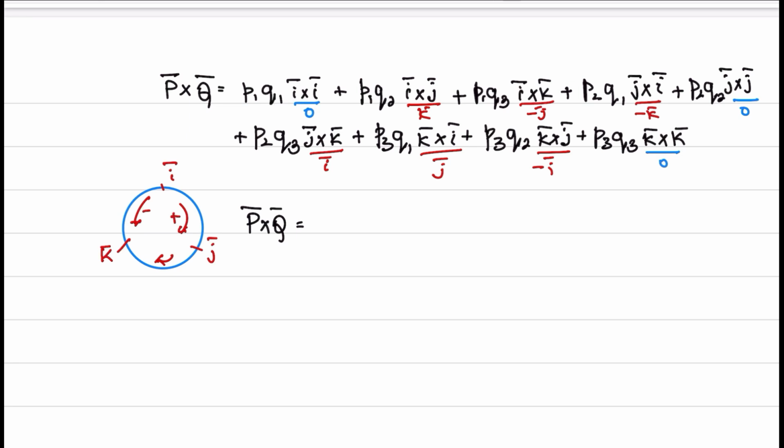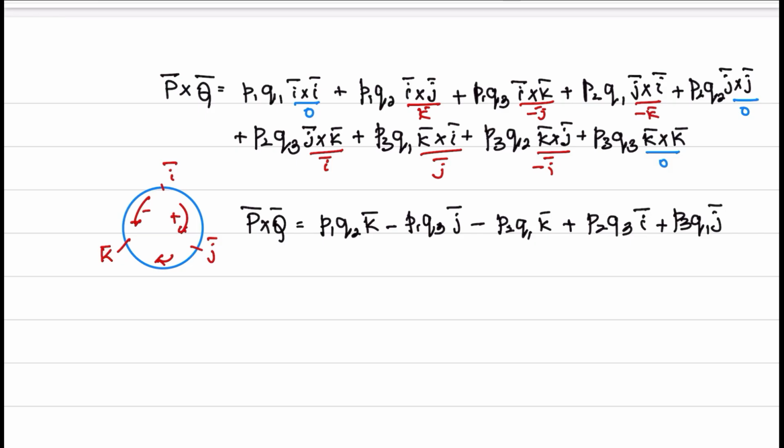Then the whole, when it is simplified, what you will get? P1 Q2 into K bar minus P1 Q3 into J bar plus P2 Q1, sorry, not plus, it is minus, because minus K, P2 Q1 into K bar plus P2 Q3 into I bar plus P3 Q1 into J bar minus P3 Q2 into I bar.